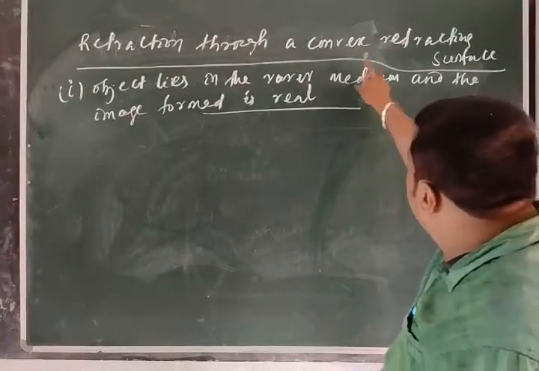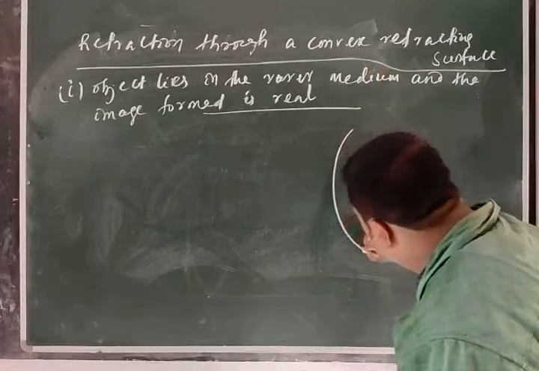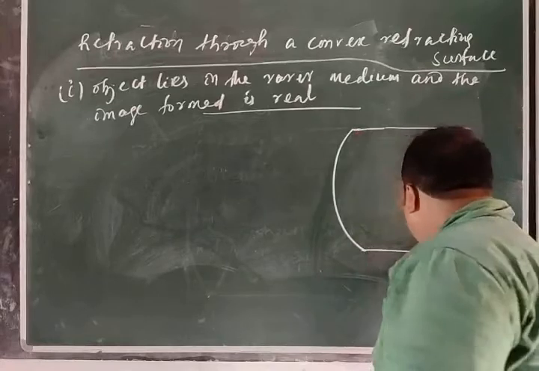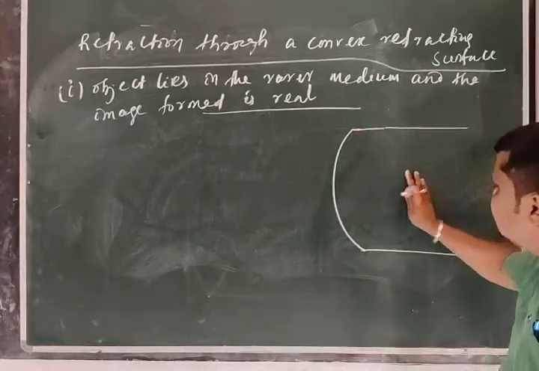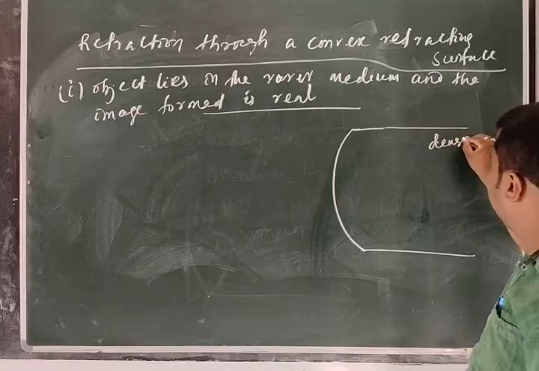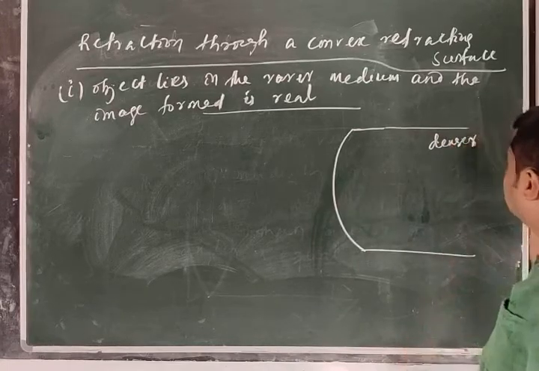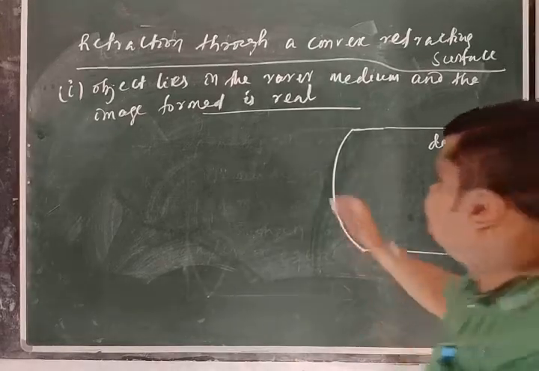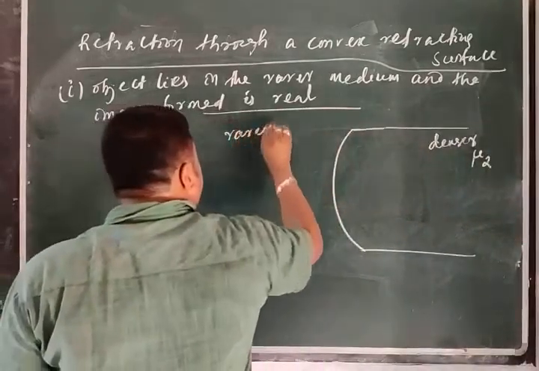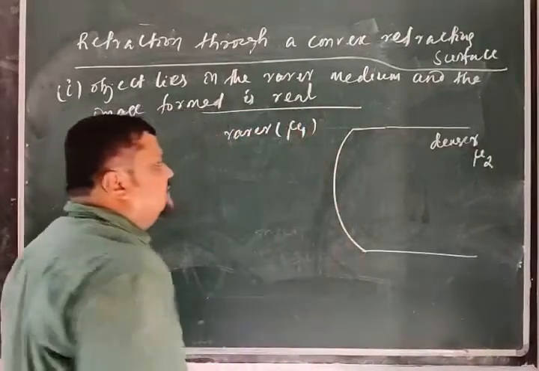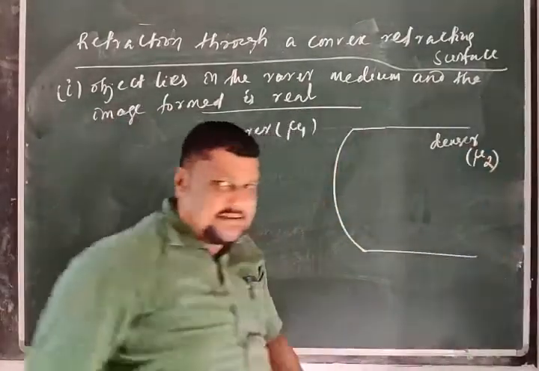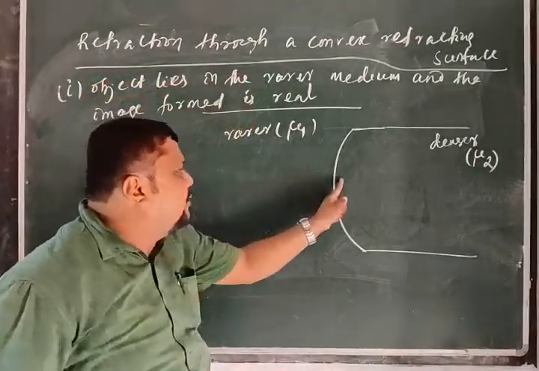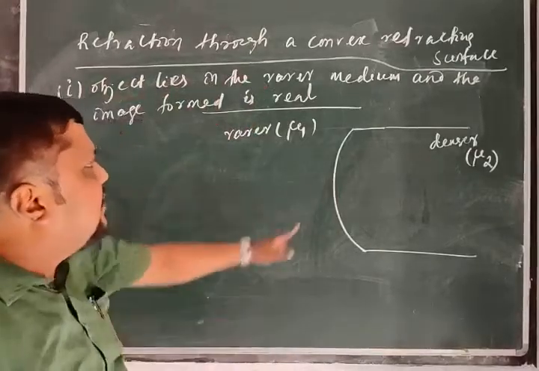First I will take a convex refracting surface like this. This is the convex refracting surface. So naturally this side is your denser medium, of refractive index, suppose, mu2, and this side is your rarer medium, of refractive index mu1. From the rarer side it looks convex, so it is a convex refracting surface.